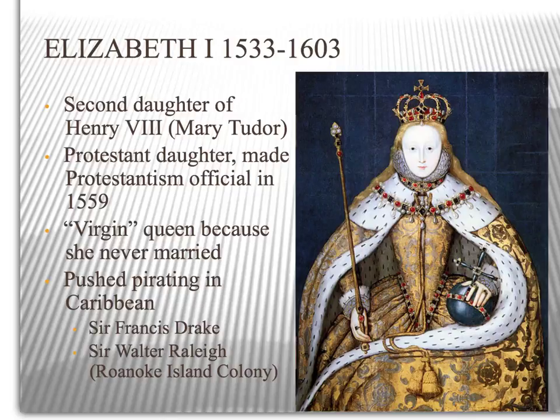Elizabeth I, 1533 to 1603, is the second daughter, the other being Mary Tudor. She is the Protestant daughter. She makes Protestantism the official religion in 1559. That is huge. She's known as the Virgin Queen because she never married. It's widely known that she was pushing a lot of the pirating in the Caribbean, people like Sir Francis Drake and Sir Walter Raleigh.